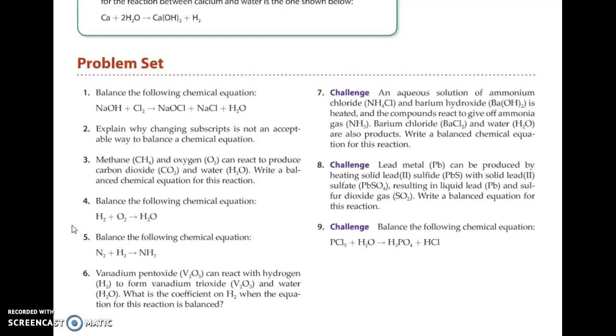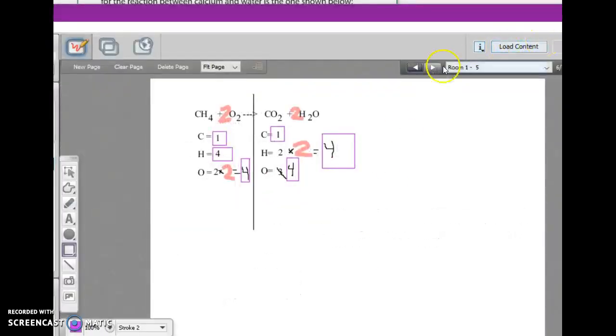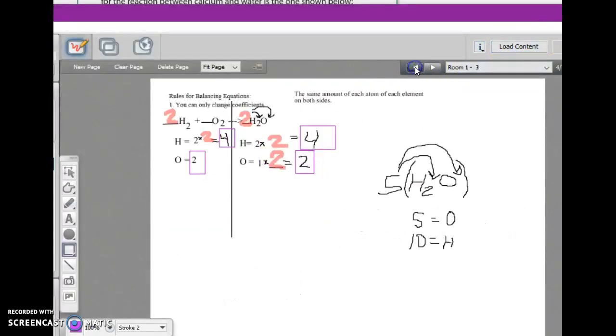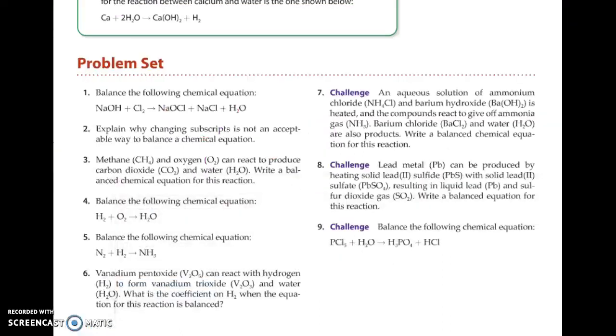Balance the following chemical equation. So hit pause, write it down, get your answer. And again, this is also one that we did when I was explaining one of the previous lessons. So 2H2 plus O2 yields 2 waters.